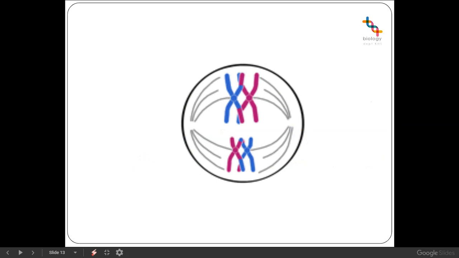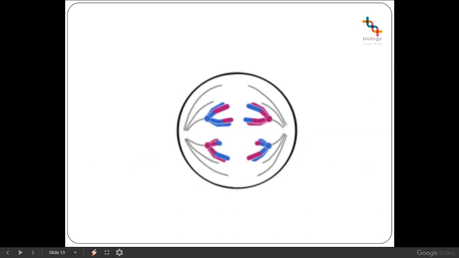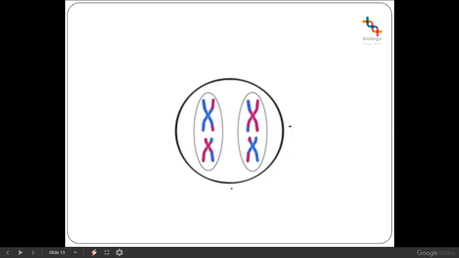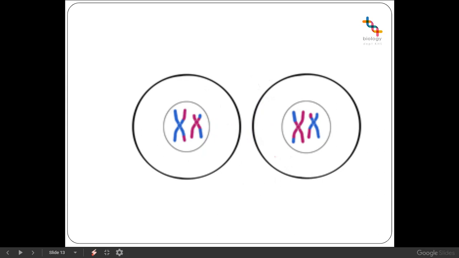Once we have these chromosomes lined up, we're then able to look at separating them. So similar to in mitosis, the chromosomes of each homologous pair are separated and are going to move towards opposite poles. We then have the nuclear membrane forming around them, followed by cytokinesis occurring and our two daughter cells formed. However, this is only the first stage of the division of meiosis.